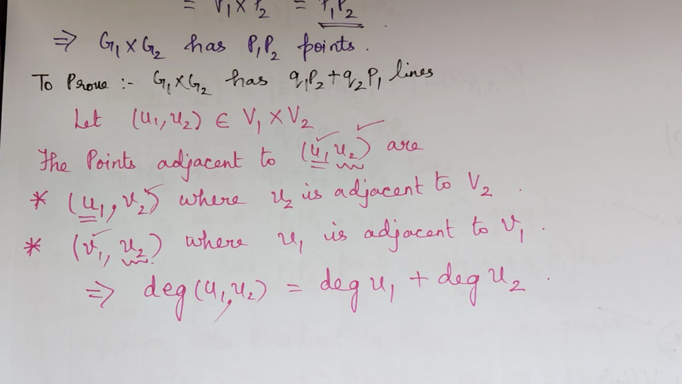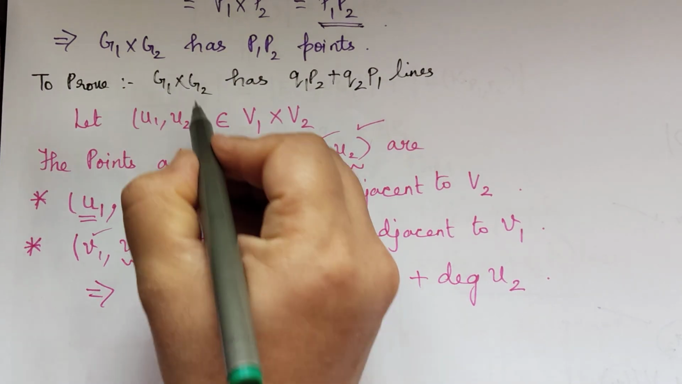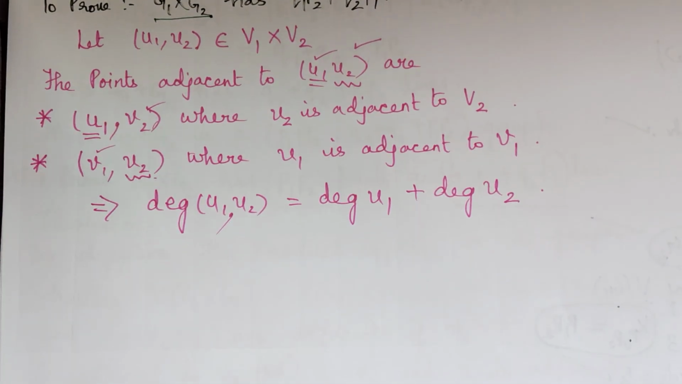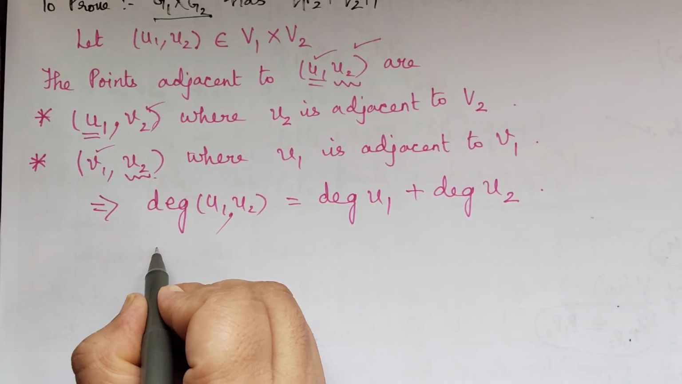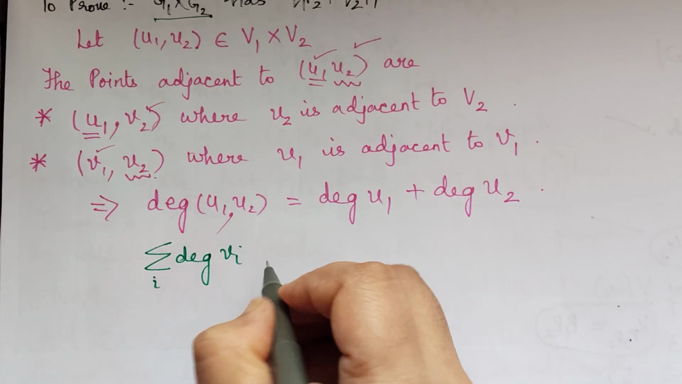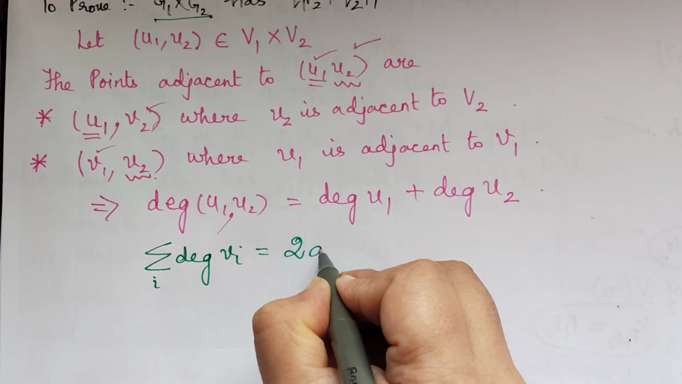So now we are going to find the total number of lines for G1 cross G2. In order to find this, we are going to make use of the theorem that we have studied, that is, the sum of all the degrees of Vi over i will be equal to twice the number of edges.